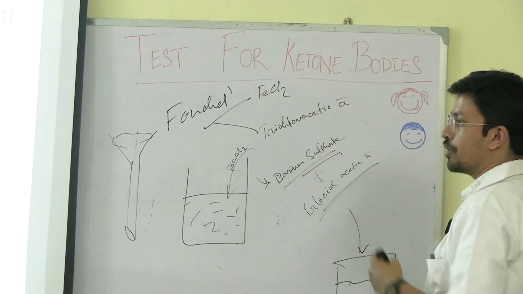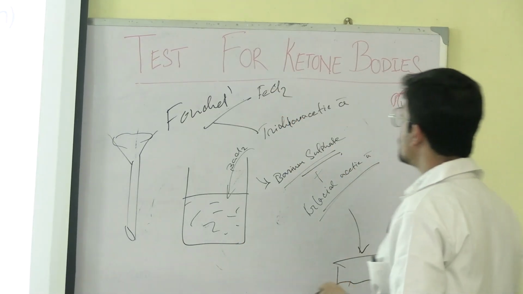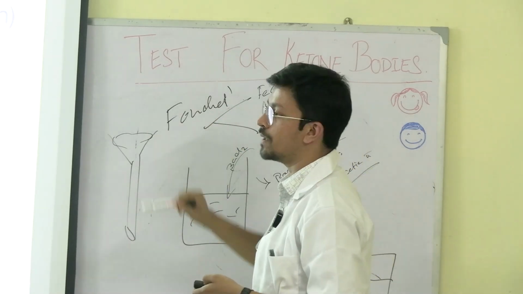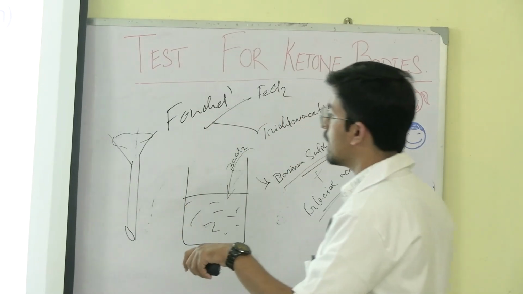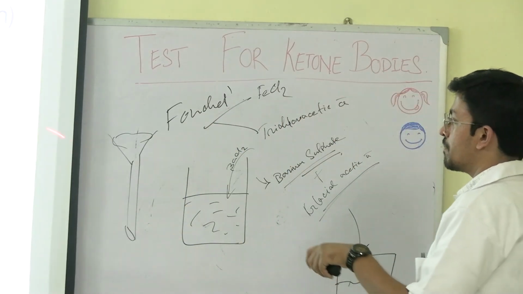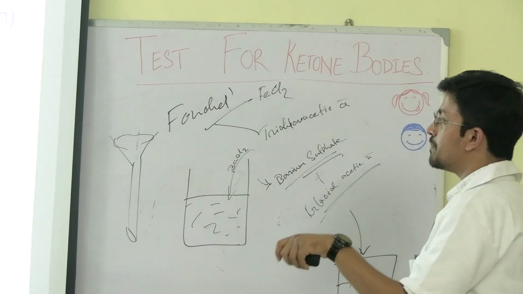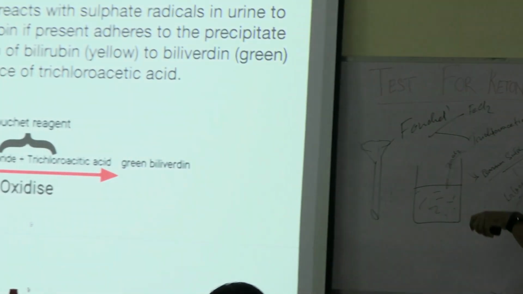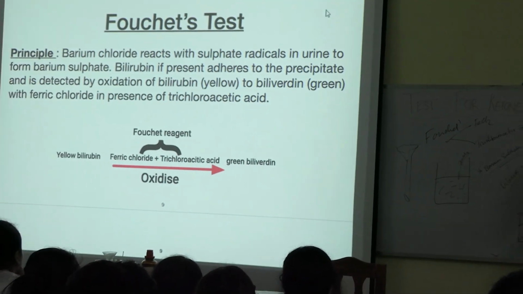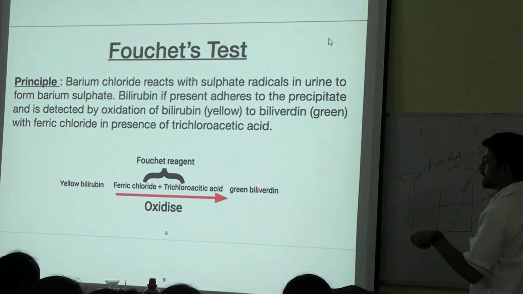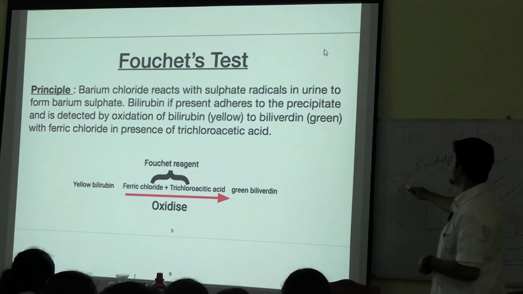We are suspecting some bilirubin is there. Now as soon as we add this Fouchet reagent to the bilirubin, it will turn green. That is the presence of biliverdin. Why? The bilirubin is getting oxidized into biliverdin by the Fouchet reagent. So this color change will confirm that bilirubin is present.